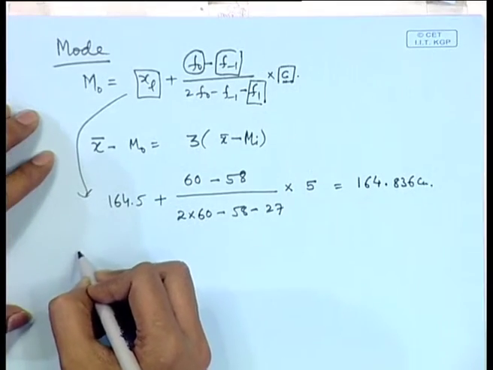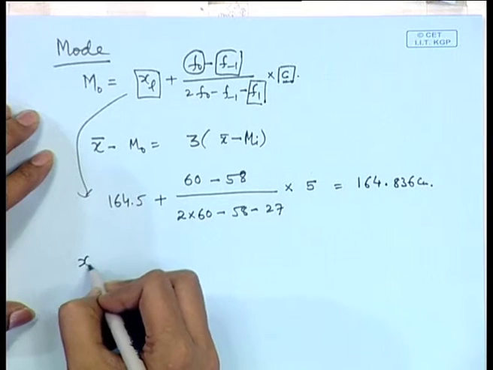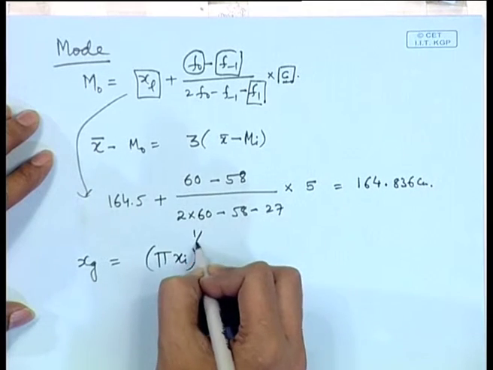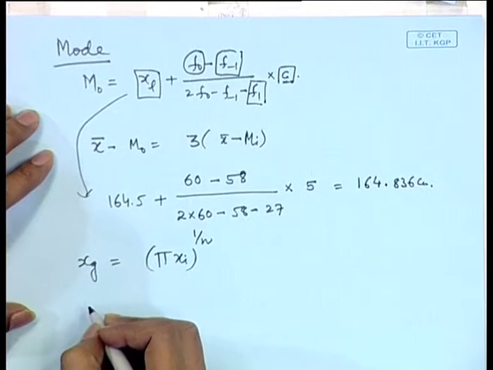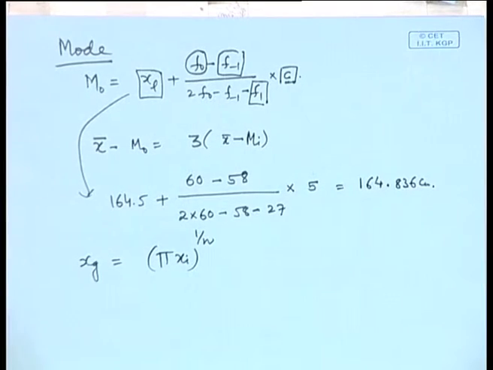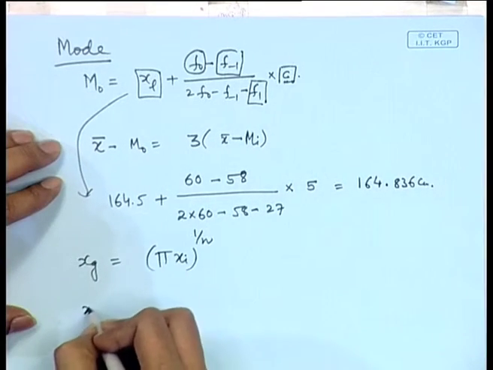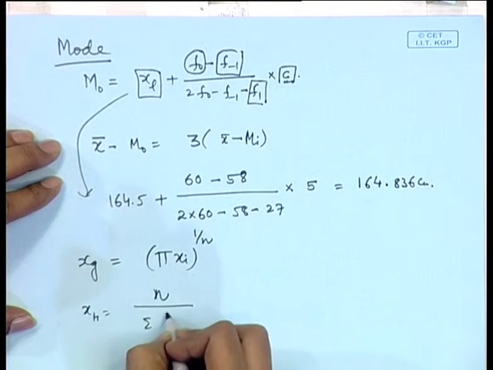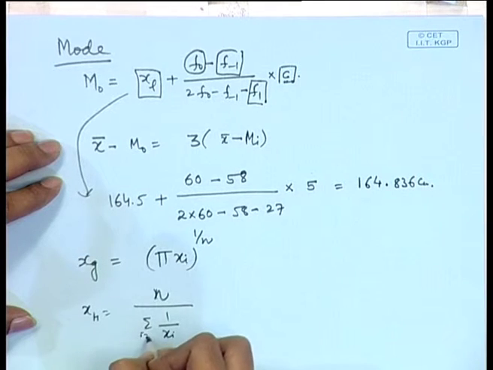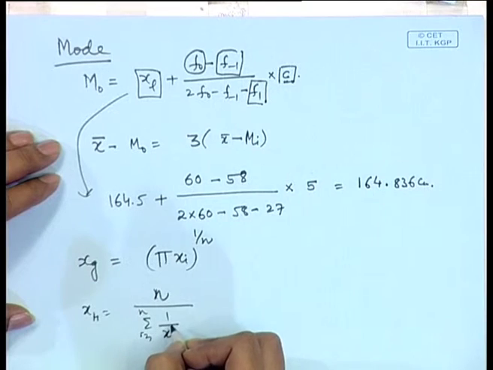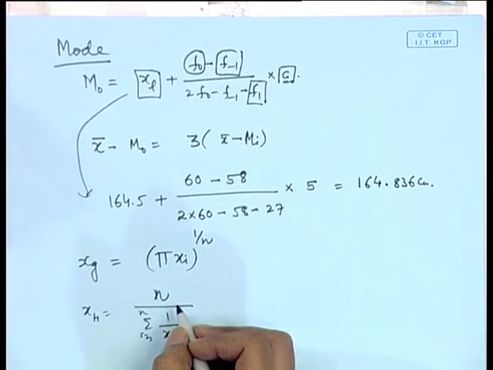Some other measures of central tendency are the harmonic mean and the geometric mean. In the raw form, the geometric mean is defined as the product of all the values to the power 1 by n. Similarly, the harmonic mean is defined as n divided by the sum of 1 by x_i, i equal to 1 to n. That is the reciprocal of the arithmetic mean of the reciprocals.